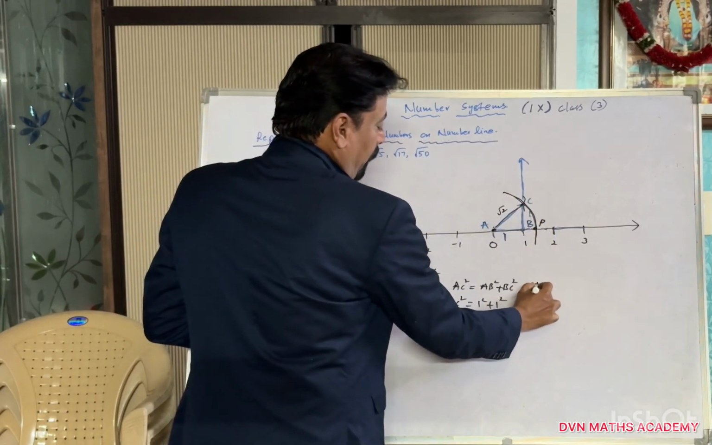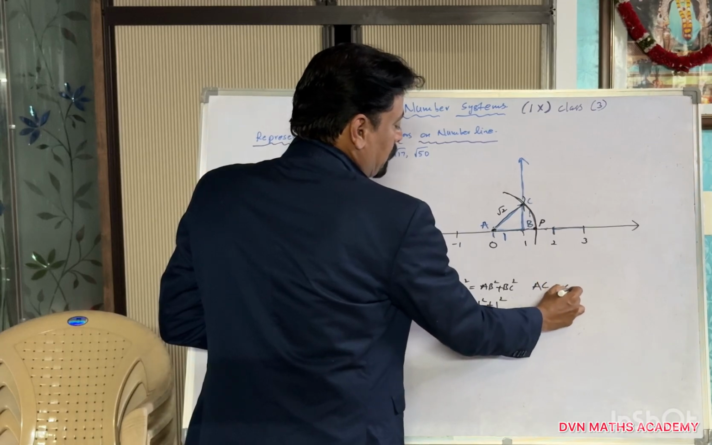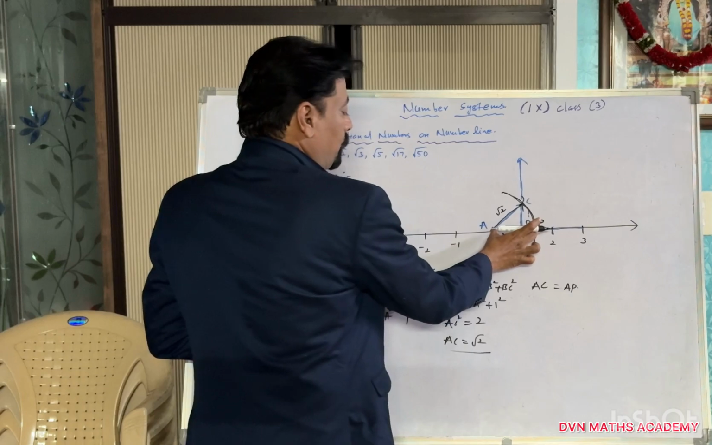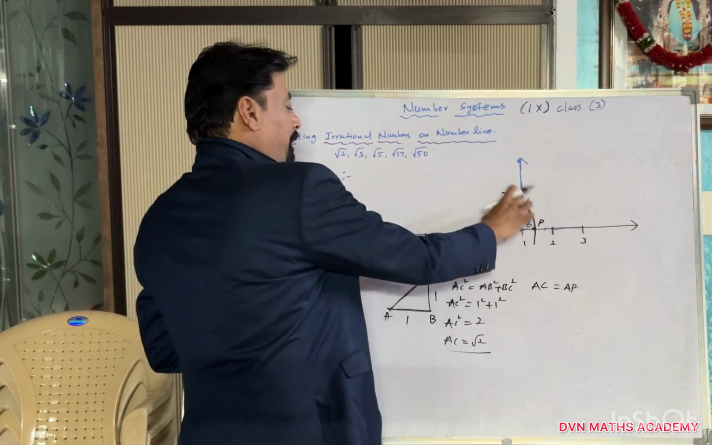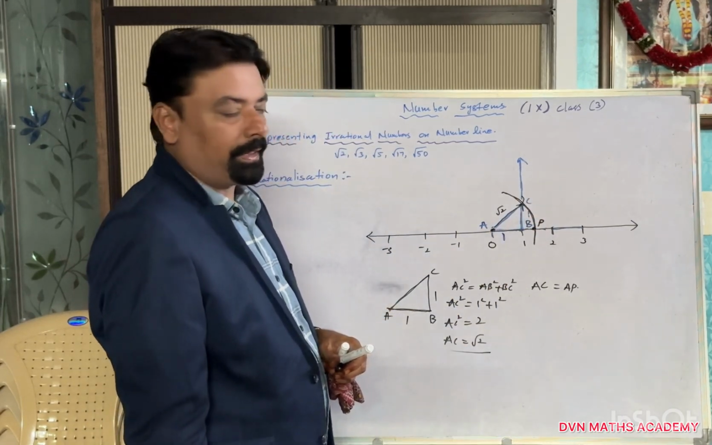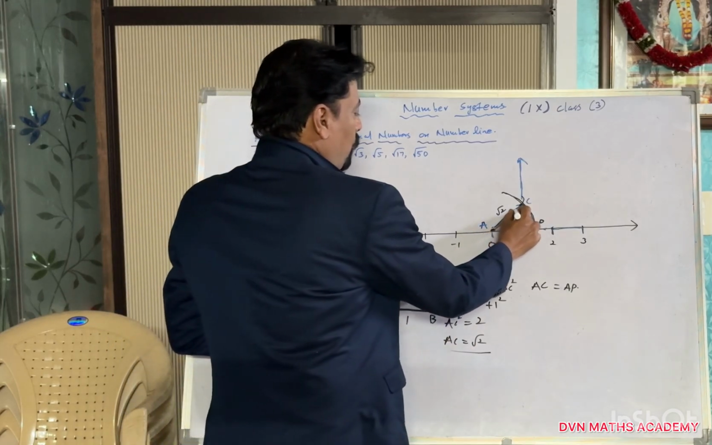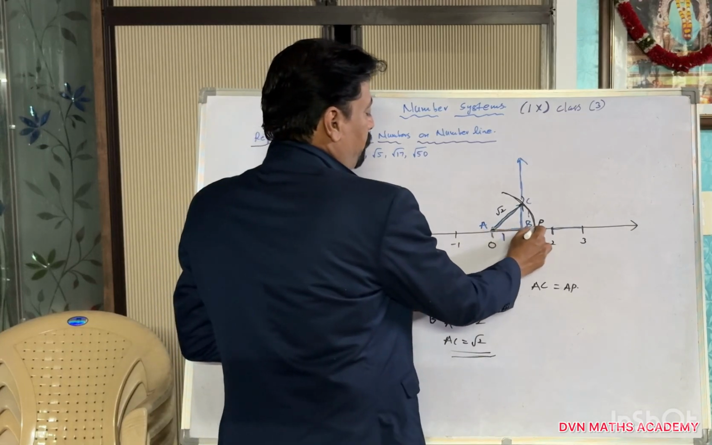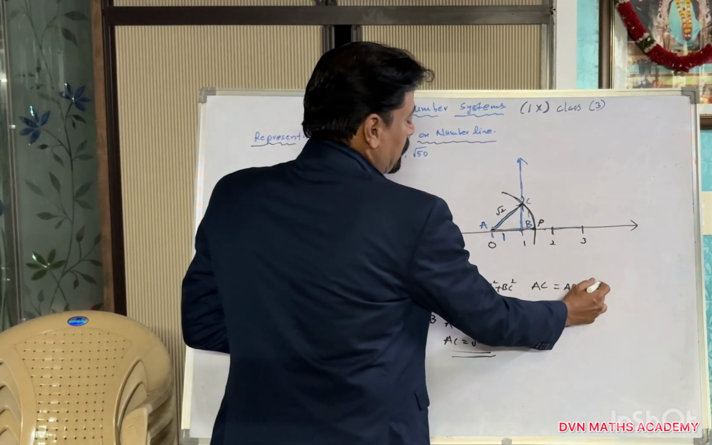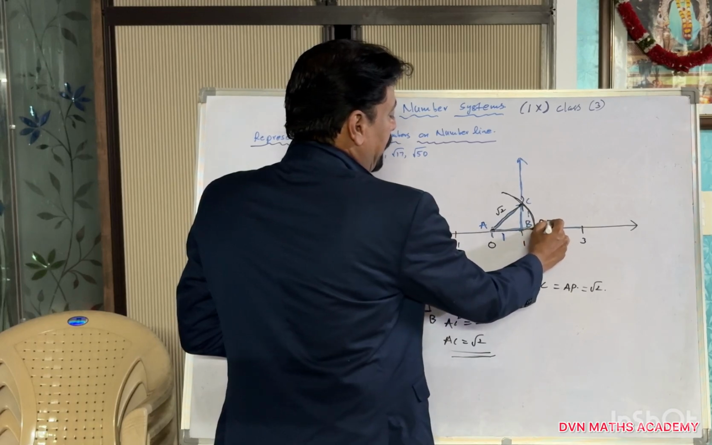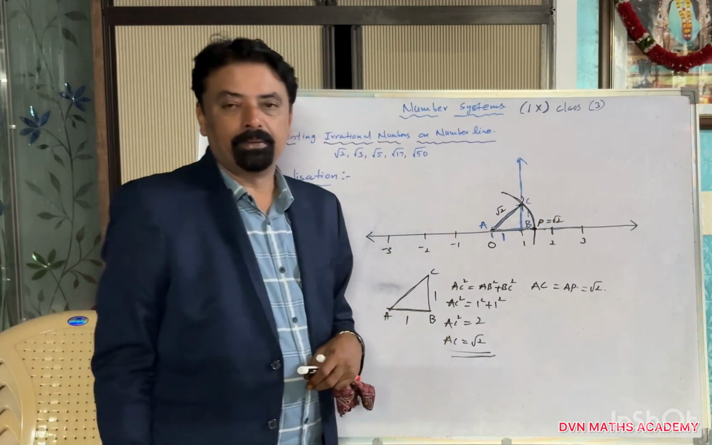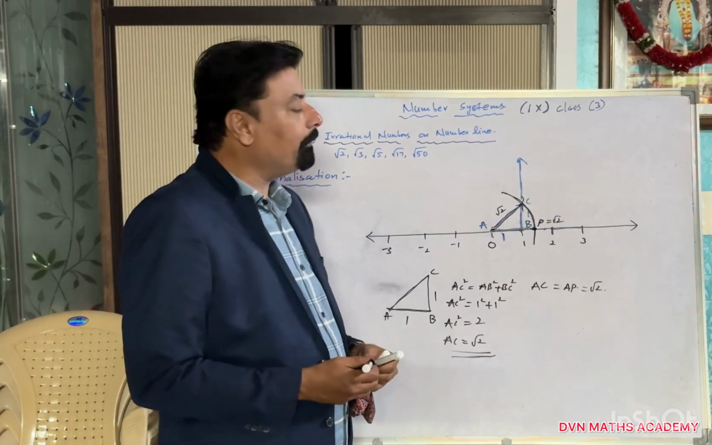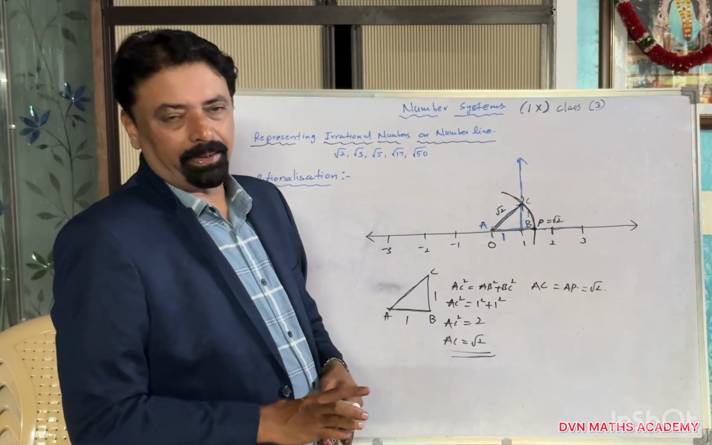After construction, AC should be equal to AP, because we constructed it by using your compass, by using an arc. Therefore, AC is root 2 according to the Pythagoras theorem. Therefore, the distance between A and P is also equal to root 2. Then P indicates root 2 on my number line. So by this construction, I can represent root 2 on the number line.